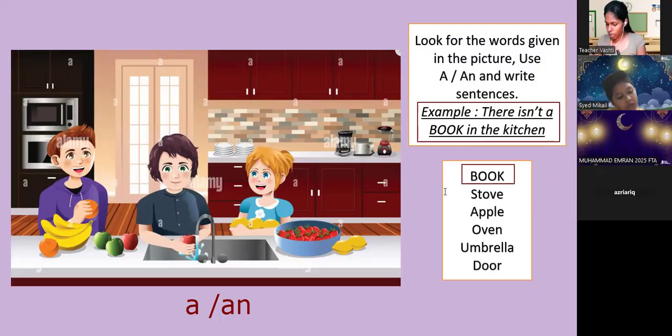You're supposed to write one for stove, two apple, three oven, four umbrella, and five door. Write 5 sentences in the chat box.